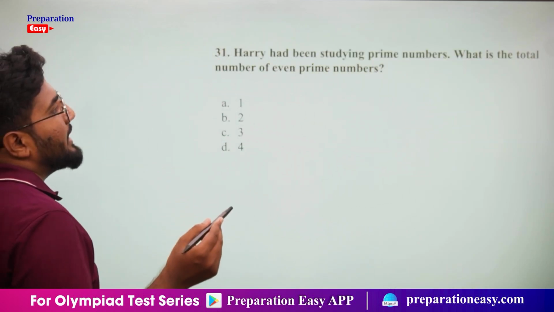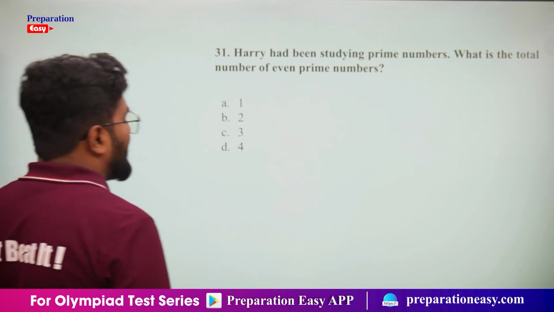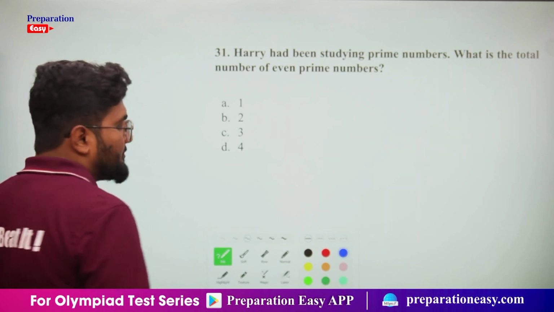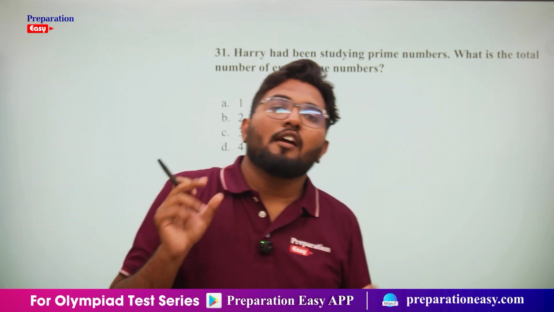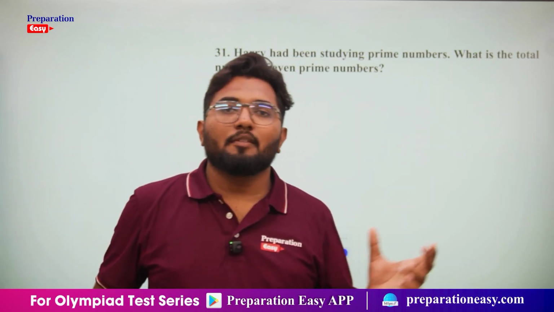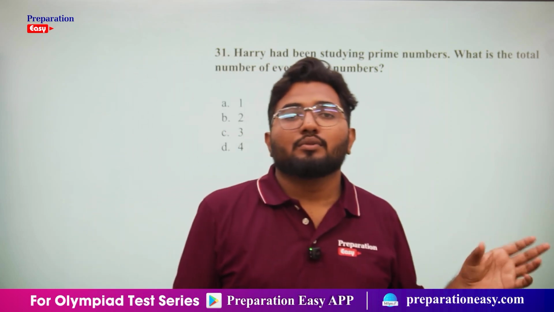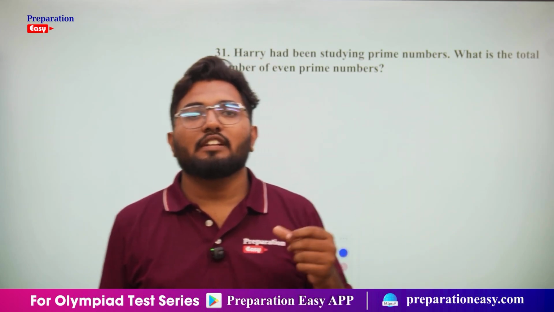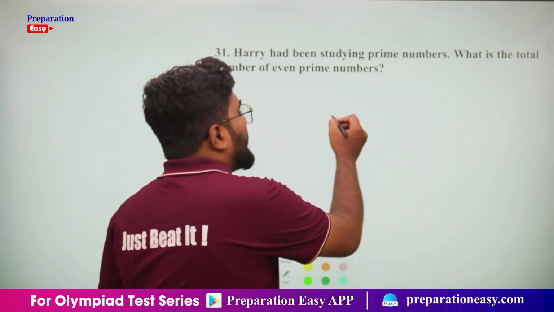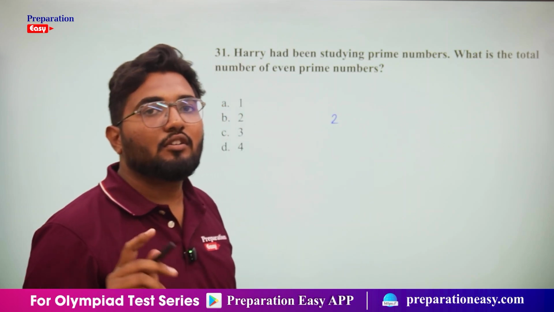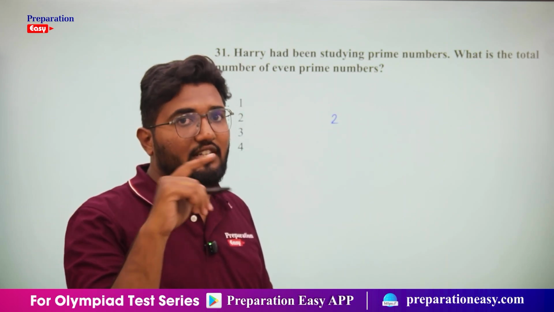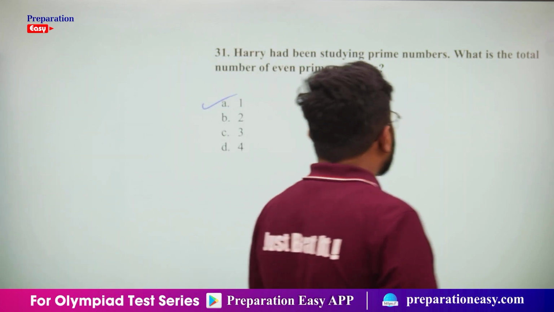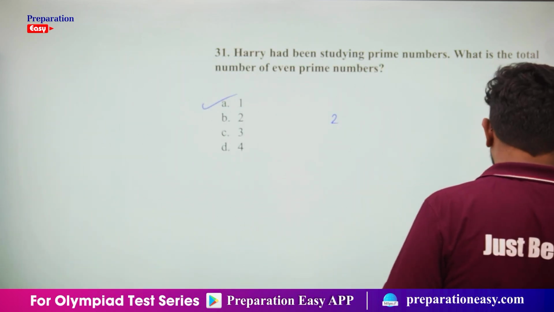Harry had been studying prime numbers. What is the total number of even prime numbers? What are prime numbers? Prime numbers are such numbers which have factors only 1 and itself. And even numbers are divisible by 2. So there is no prime number which is even except 2, because all other even numbers have a common factor, that is 2. So the answer would be 1. Only 2, that is 1.